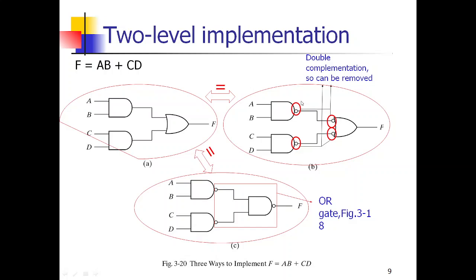Here is an example. Consider the Boolean function F = AB + CD. The normal logic diagram for this Boolean function is this one. A and B are connected to an AND gate, and C and D are connected to another AND gate. The outputs of the AND gates are connected to the inputs of an OR gate. So this is the circuit for this Boolean function, right?